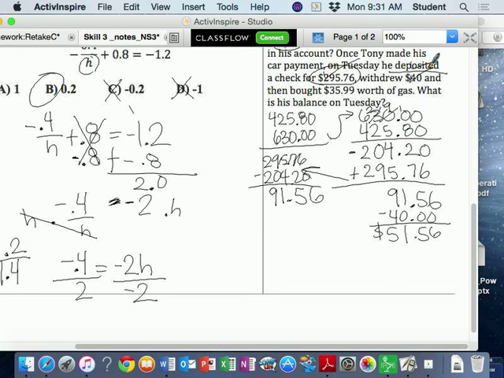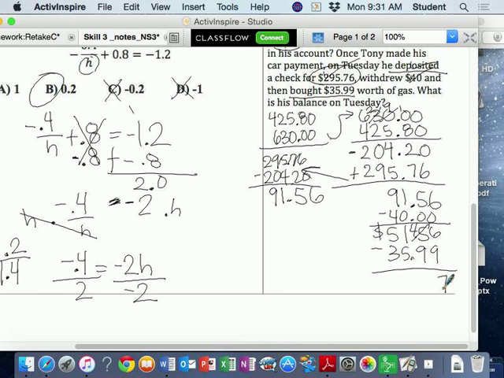What else does he do? Subtract 35. Okay? He bought gas. If he bought gas, that means he spent money, so I subtract $35.99. Can I subtract 9 from 6? No. So I have to borrow. 16 minus 9 is? 6.